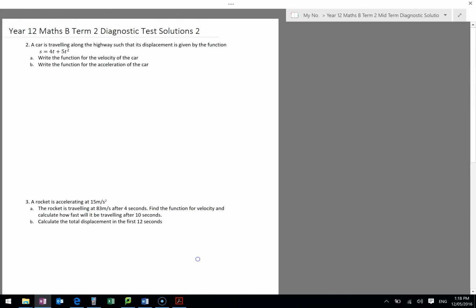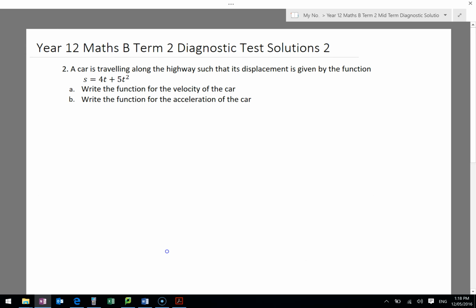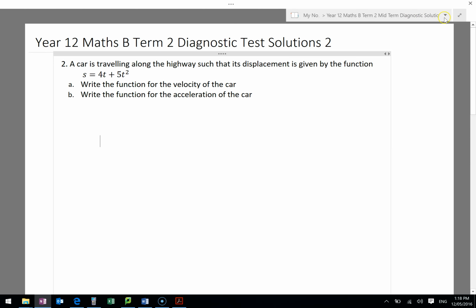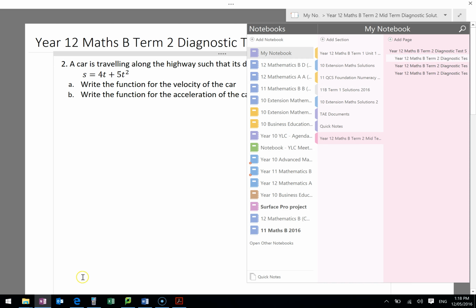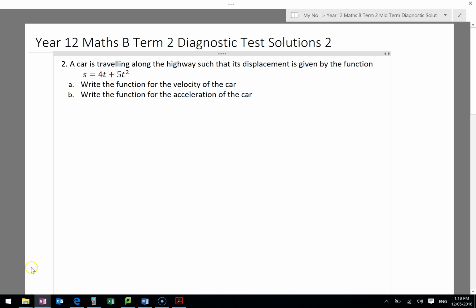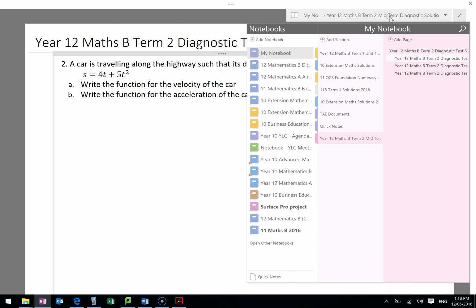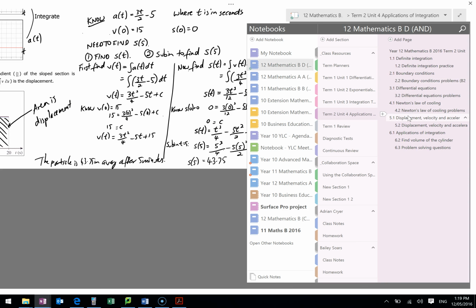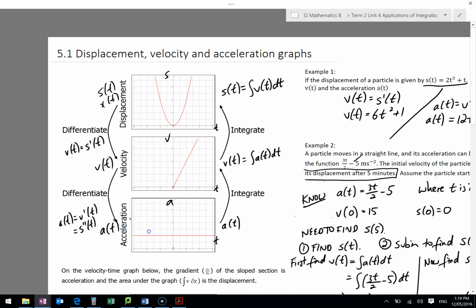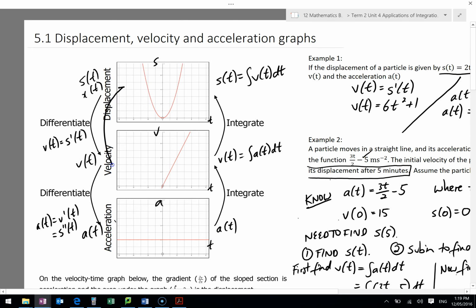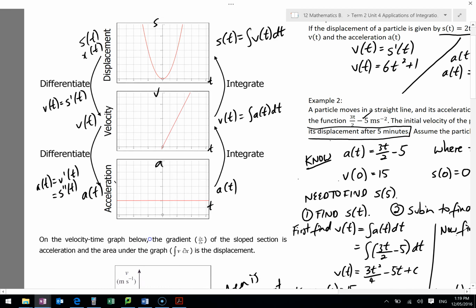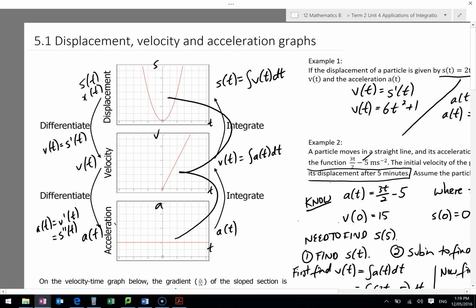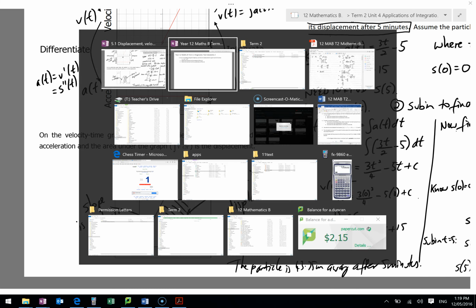Okay, moving on. So these ones are dealing with speed, displacement, and time. If we just remind ourselves of the rules for displacement, velocity, acceleration. Okay, remember this diagram. If I have displacement and want velocity, or I have velocity and want acceleration, I'm differentiating. If I need to go the other way, I'm integrating. So keep that in mind.